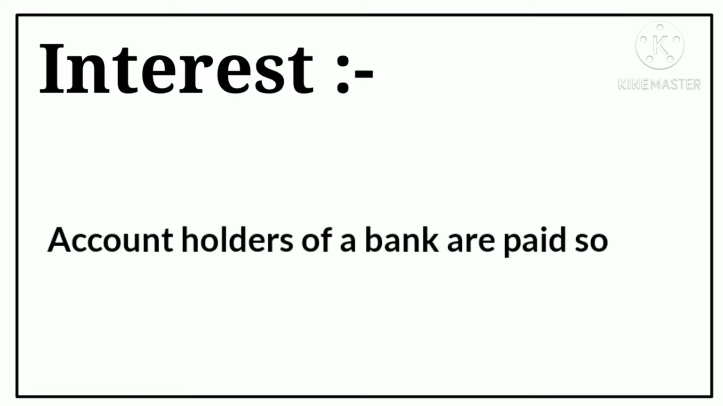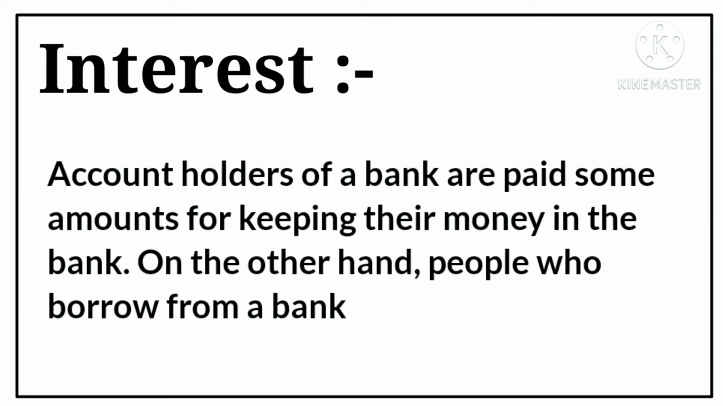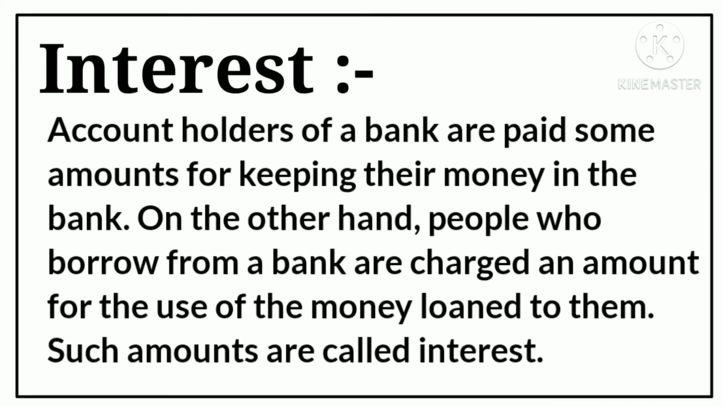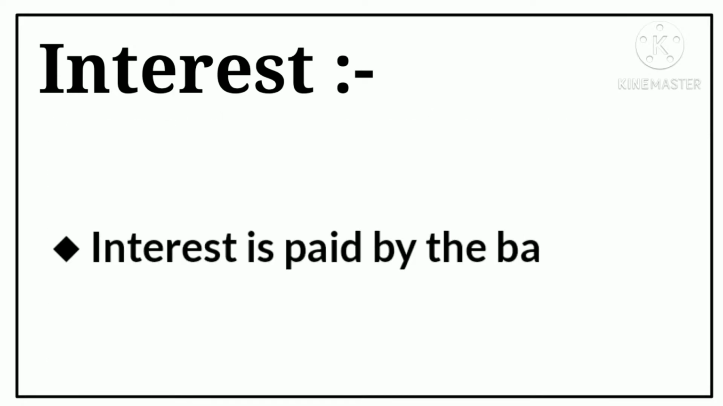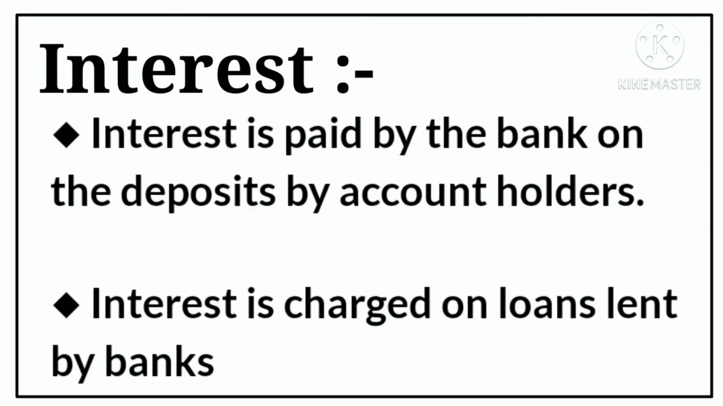Account holders of a bank are paid some amount for keeping their money in the bank. On the other hand, people who borrow from a bank are charged an amount for the use of the money loaned to them. Such amounts are called interest. In other words, interest is paid by the bank on the deposits of account holders, and interest is charged on loans lent by banks.